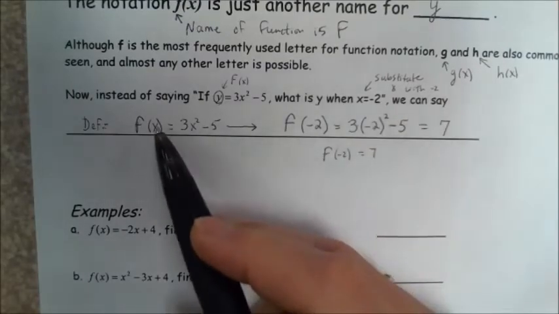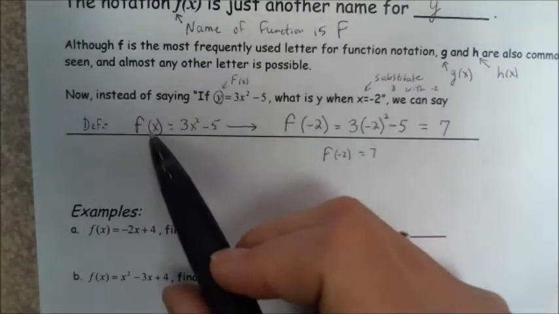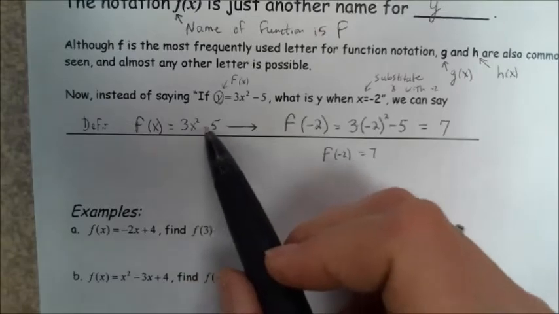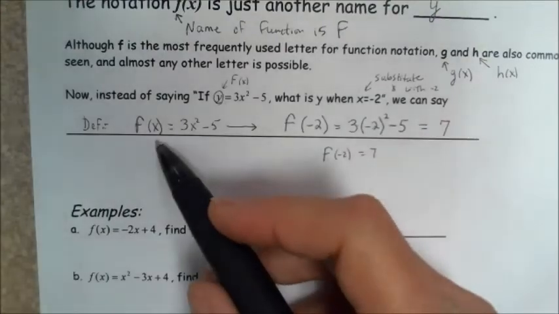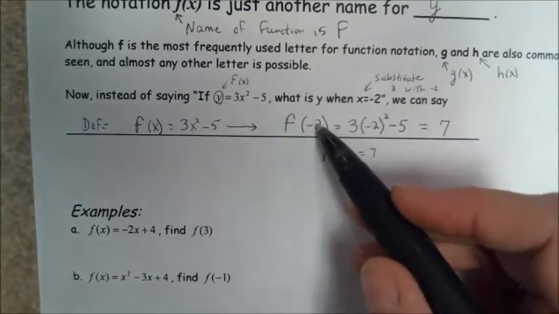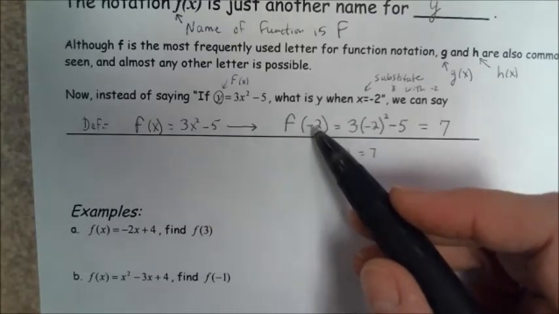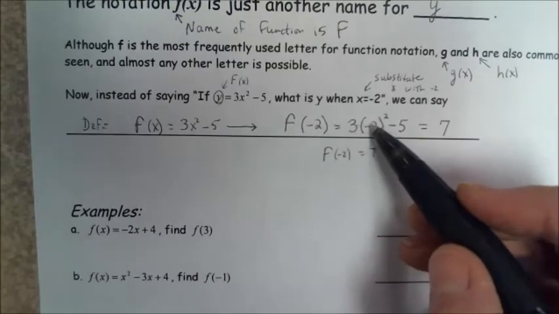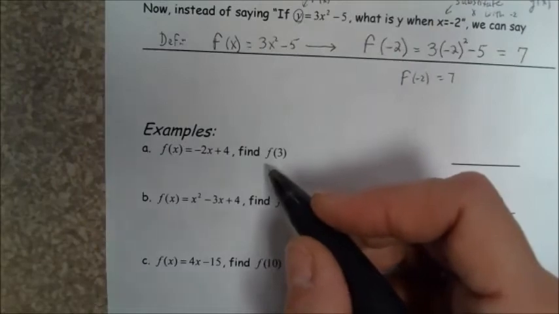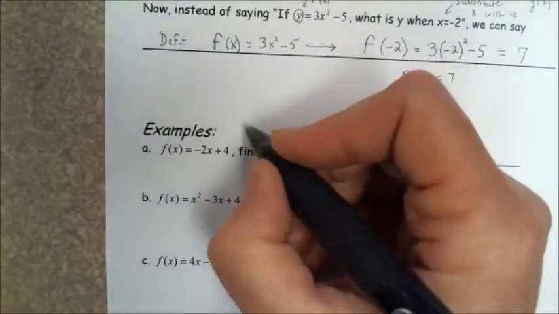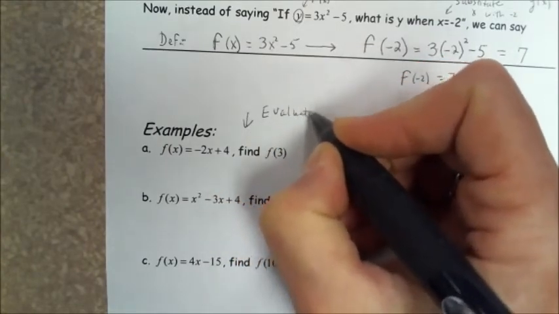We can evaluate this at any number we want. We can plug in a negative 1. We can plug in a 0. f of 0 is equal to 3 times 0 minus 5, which is just negative 5. Anything that we want to replace x with, we can, and it actually doesn't even have to be a number. We can put a letter in there, like we can do f of a if we want. f of a is 3 times a squared minus 5, for example. So let's evaluate some functions. This section right here is called evaluating functions.